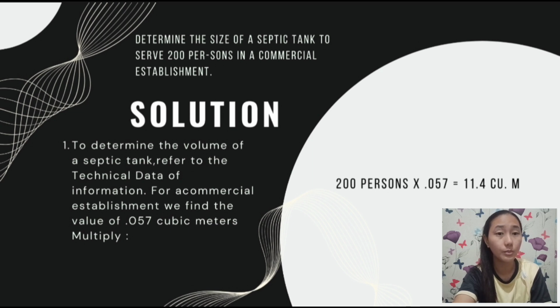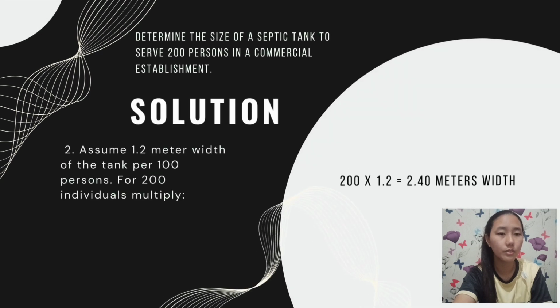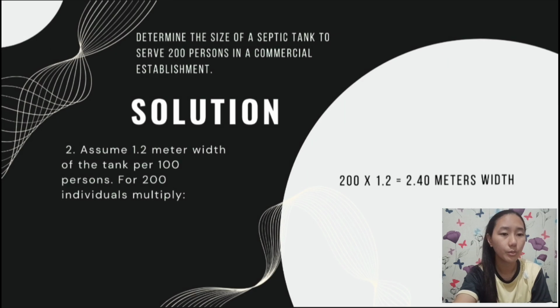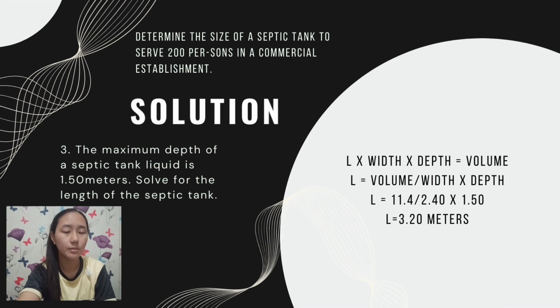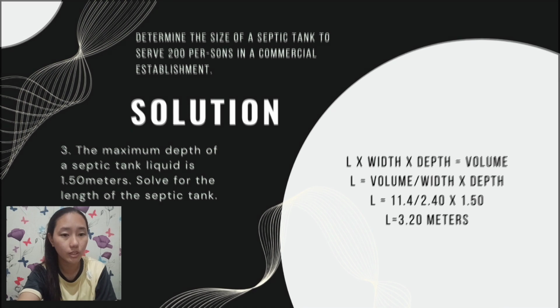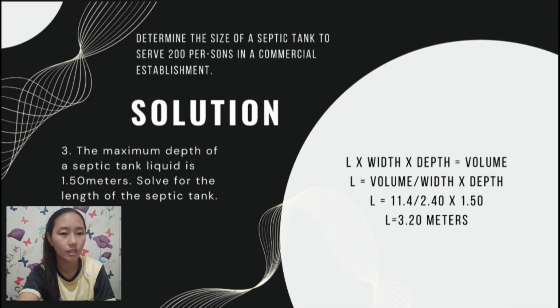Number 2, assume 1.2 meter width of the tank per 100 persons. So for 200 individuals, 200 divided by 100 times 1.2 equals 2.40 meters width. Number 3, the maximum depth of a septic tank liquid is 1.50 meters. So, solve for the length of a septic tank. The formula is length times width times depth equals volume. So, length equals volume over width times depth.